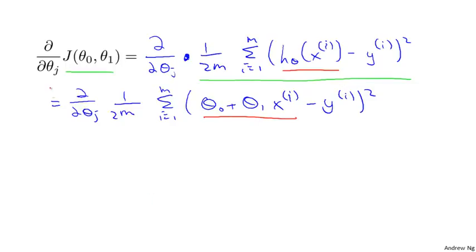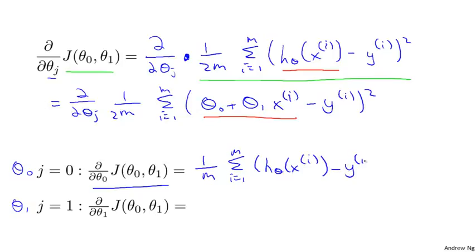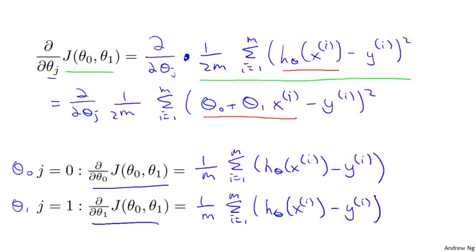And it turns out we need to figure out this partial derivative for two cases, for j equals 0 and for j equals 1. So we want to figure out this partial derivative for both the theta 0 case and the theta 1 case. And I'm just going to write out the answers. It turns out the first term simplifies to 1 over m times the sum over my training set of just that, h(x^i) minus y^i. And for the partial derivative with respect to theta 1, I get this term: h(x^i) minus y^i times x^i. Okay?